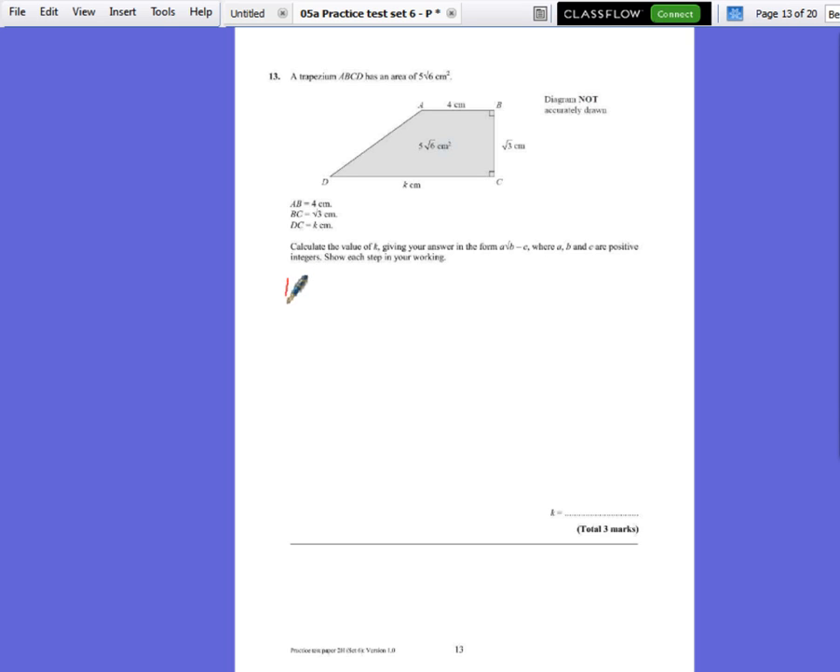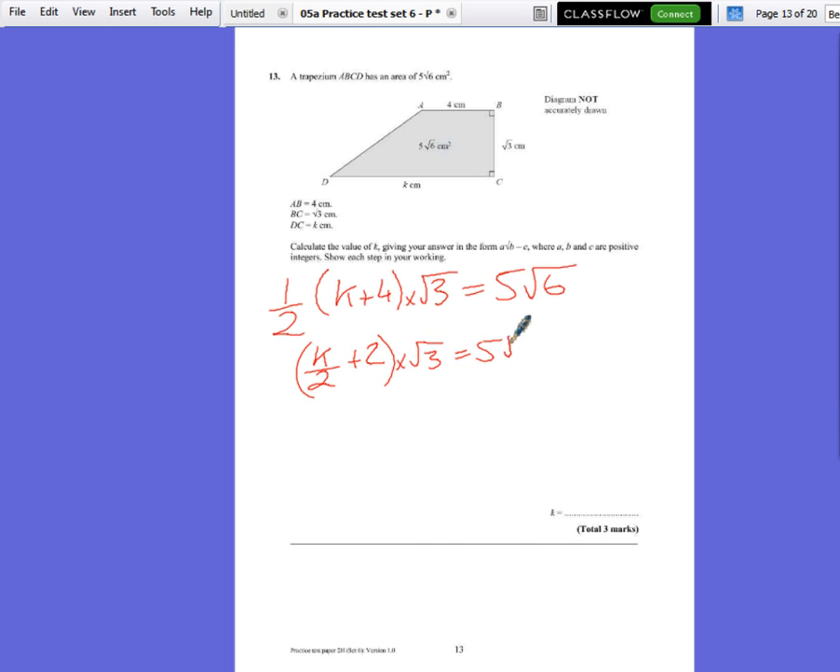So to work out the area of a trapezium, you do a half times the two parallel sides added together, so k plus 4, and you multiply that by the height between them, or the distance between them, so root 3. And that should give us 5 root 6. Then if we half the bracket, we get k over 2 plus 2 times root 3 equals 5 root 6. If we divide both sides by root 3, that will cancel that out. And 5 root 6 divided by root 3, root 6 divided by root 3 is just root 2, so that would be 5 root 2.